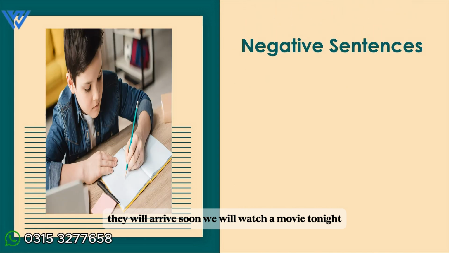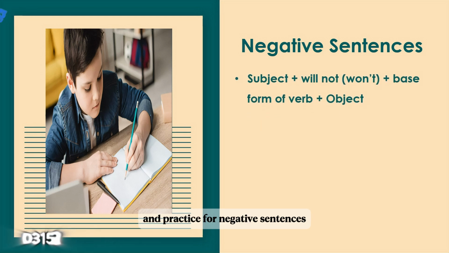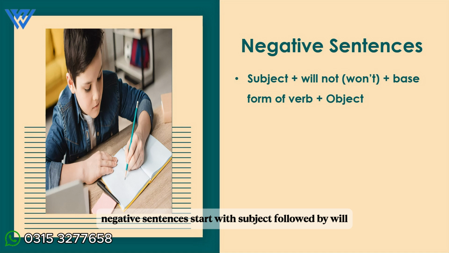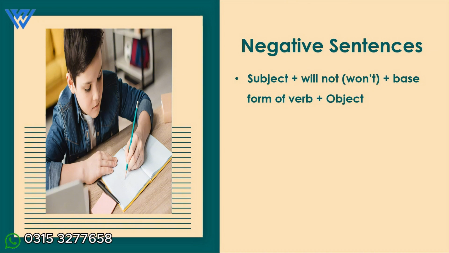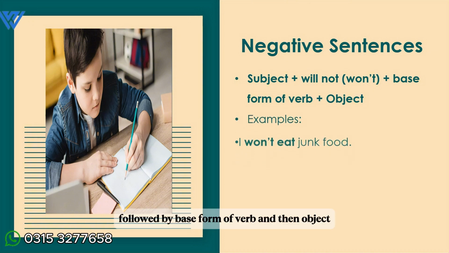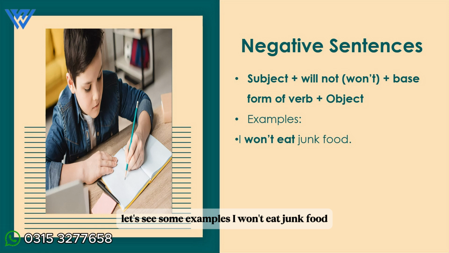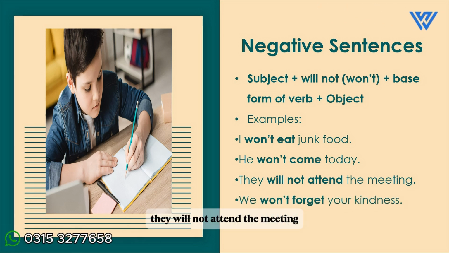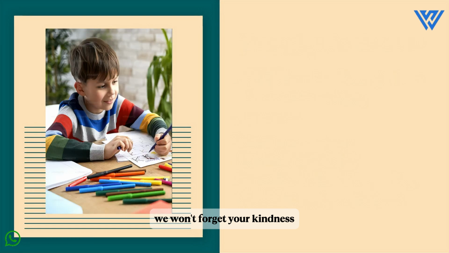So let's see what are the sentence structures and practice for negative sentences. Negative sentences start with subject followed by will not or won't, followed by base form of verb and then object. Let's see some examples. I won't eat junk food. He won't come today. They will not attend the meeting. We won't forget your kindness.